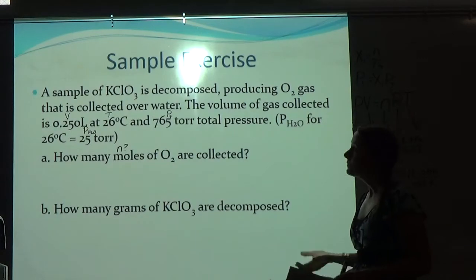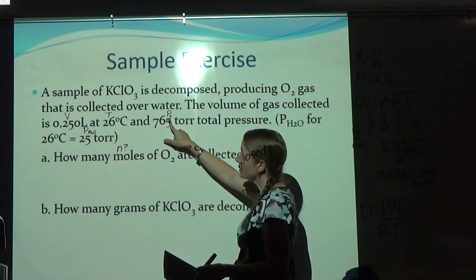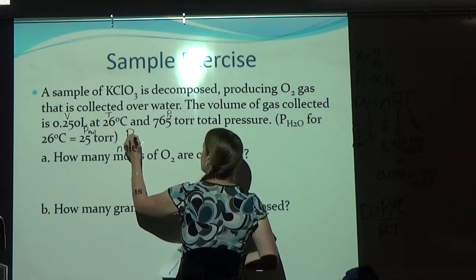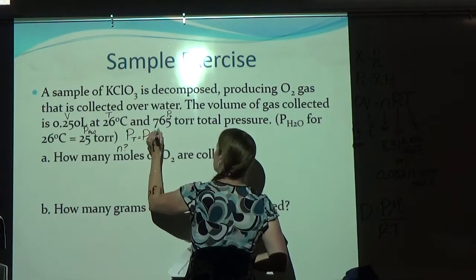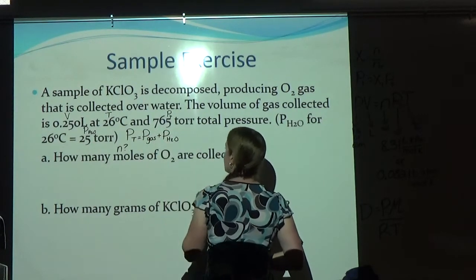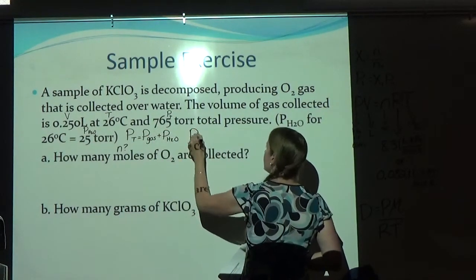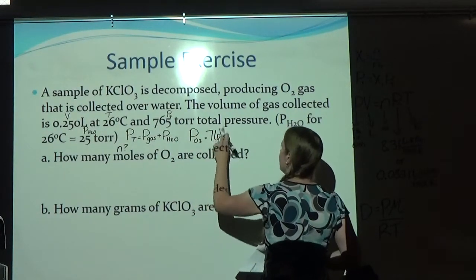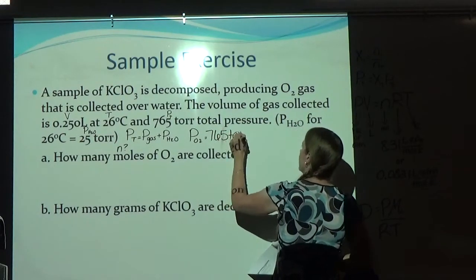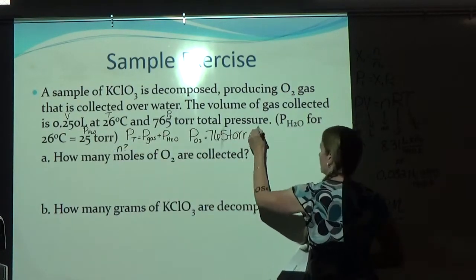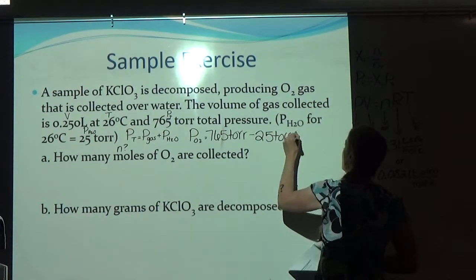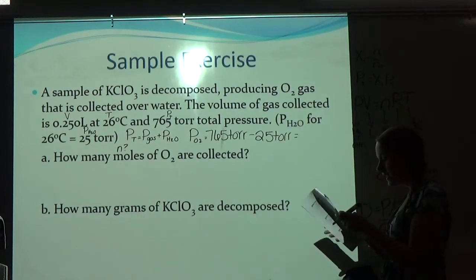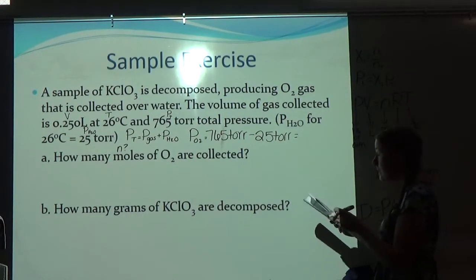All right, so the first thing though is I don't want the total pressure, I want just the pressure of the oxygen. So remember, P total is P of your gas plus P of your water. All right, so see, I just want the gas. I just want the oxygen. So I'm going to take my total pressure, which is 765 torr, and I'm going to subtract the water vapor, which accounts for 25 torr of that pressure. So once I subtract that, I end up getting 740 torr.